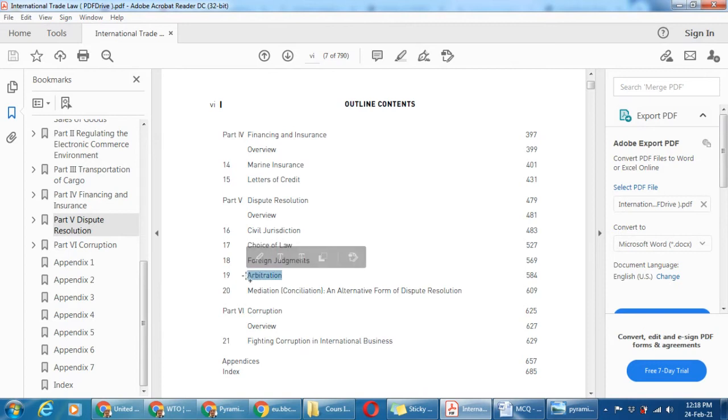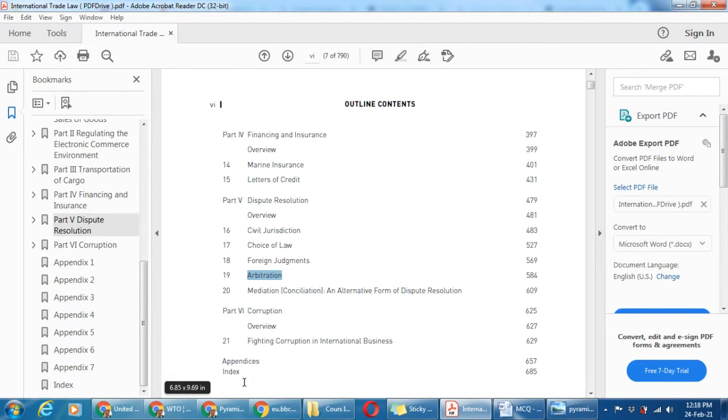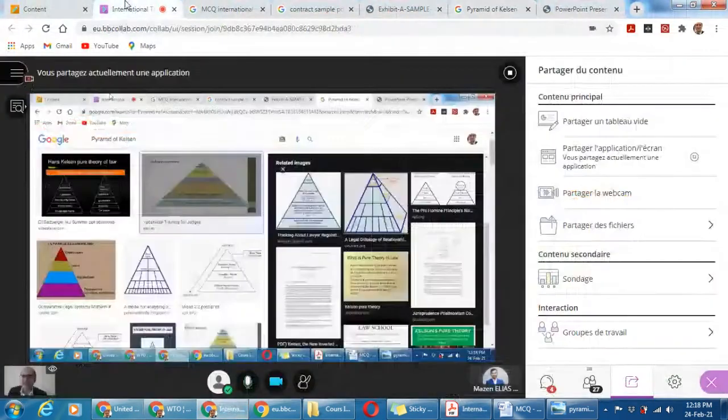Arbitration is very important. You should understand the meaning of arbitration. Arbitration is when two states have a legal dispute between each other, and they accept to refer to arbitrators. This arbitrator will give his decision. If the states accept the arbitration, the decision will be binding for the parties. Is there any question?